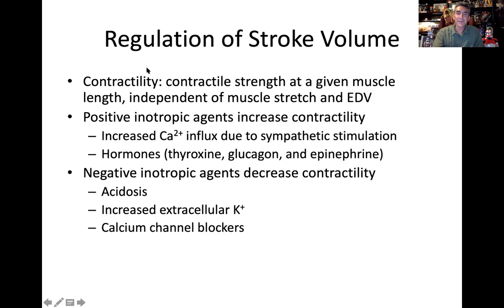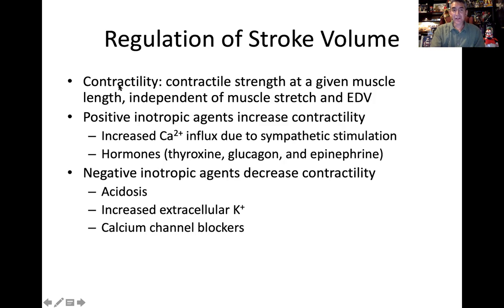Well, the heart is kind of similar, right? The heart can become more irritable or less irritable. And some days the heart is really happy. All right, I'm ready to contract. Other days, no, I don't want to contract. So this idea of contractility is the contractile strength at a given muscle length, independent of muscle stretch and end diastolic volume. So it doesn't matter how stretched or how relaxed, for whatever reason, that little cardiac cell is either more active today than yesterday or less active today than yesterday. This is contractility.